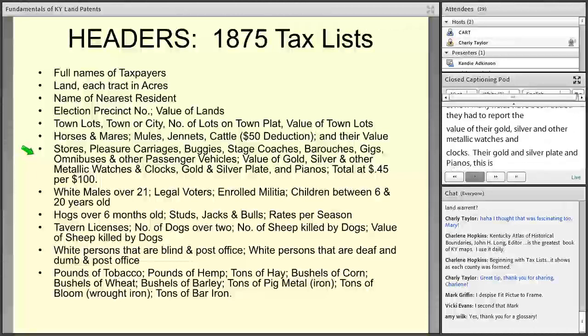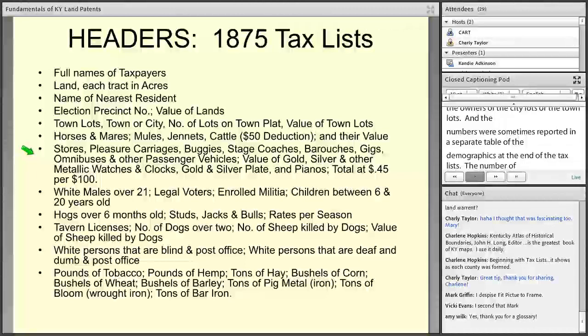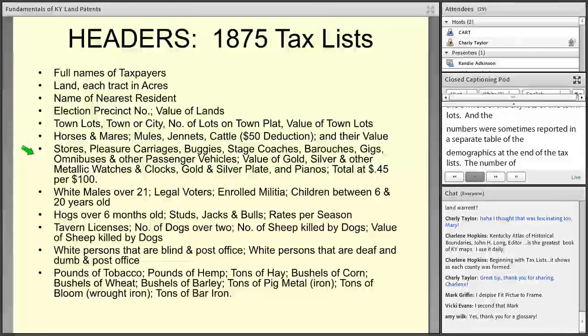You can find out who had the carriages, who had the stores, who were the owners of the city lots or the town lots. And the numbers were sometimes reported in a separate table of the demographics at the end of the tax lists. The number of sheep, the number of sheep killed by dogs, the white persons that are blind, and their post office. A lot of information about the county and about the residents.